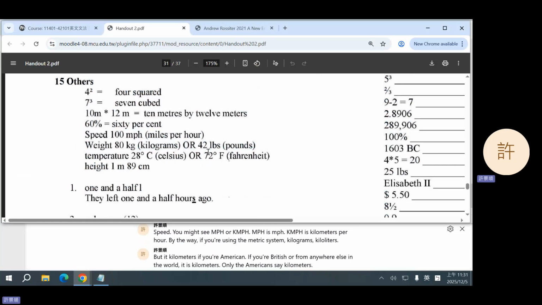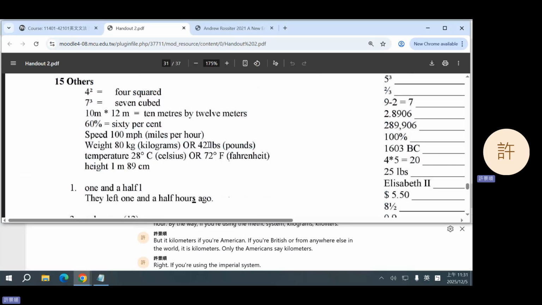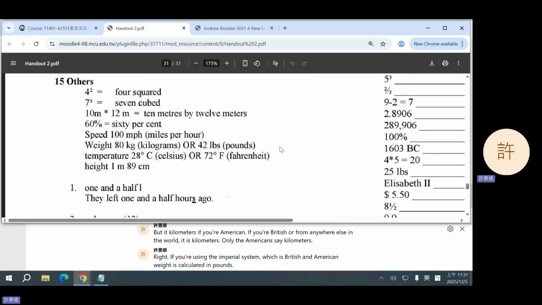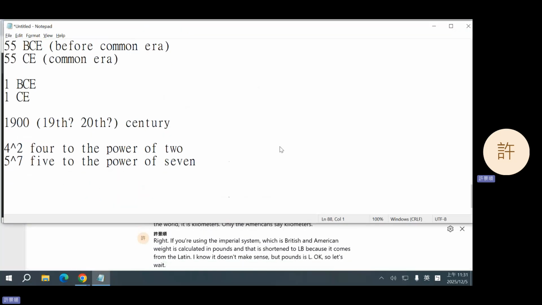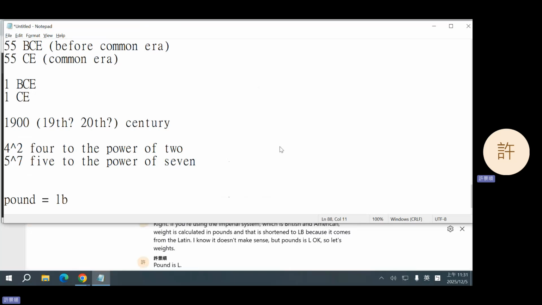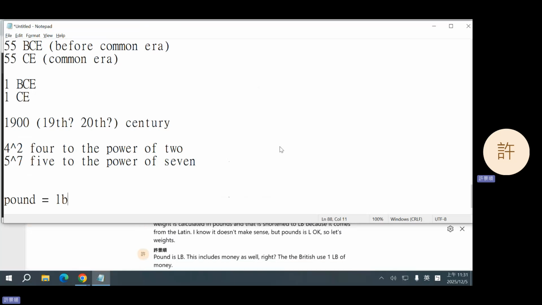Right. If you're using the imperial system, which is British and American, weight is calculated in pounds, and that is shortened to lb because it comes from the Latin. I know it doesn't make sense, but pounds is okay, so let's weights. Pound is lb. This includes money as well, right? The British use 1 pound of money. They also shorten it to lb. That's why the pound sign is a big L.